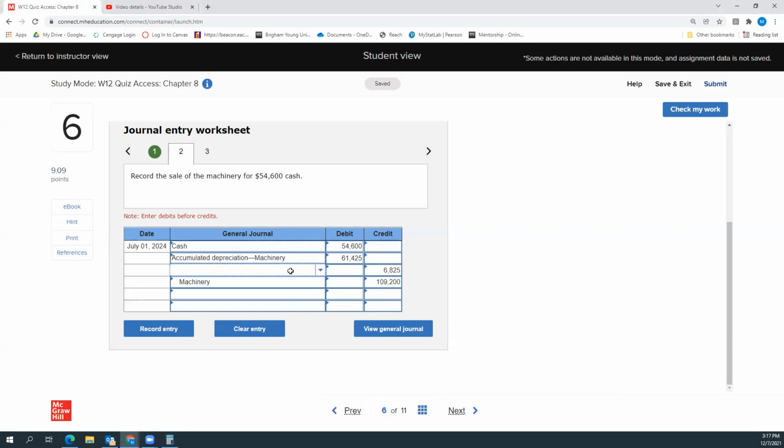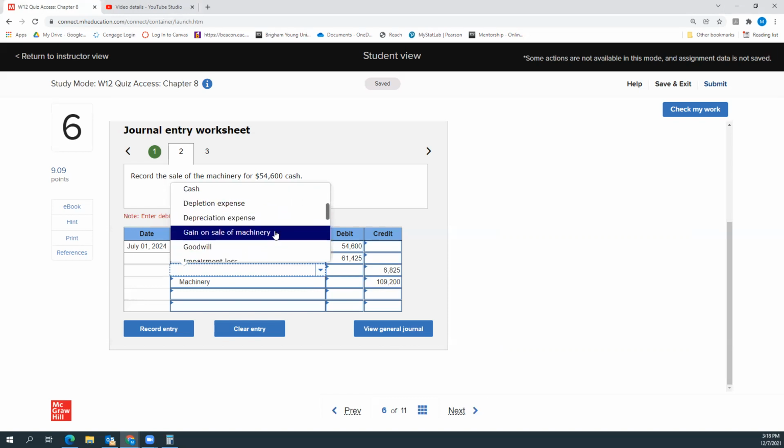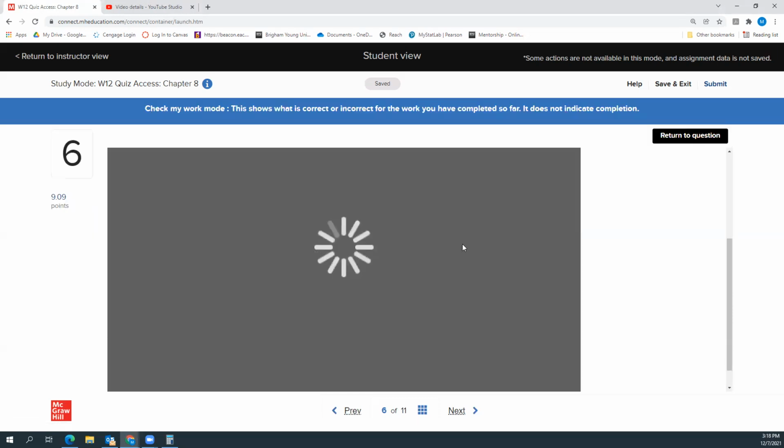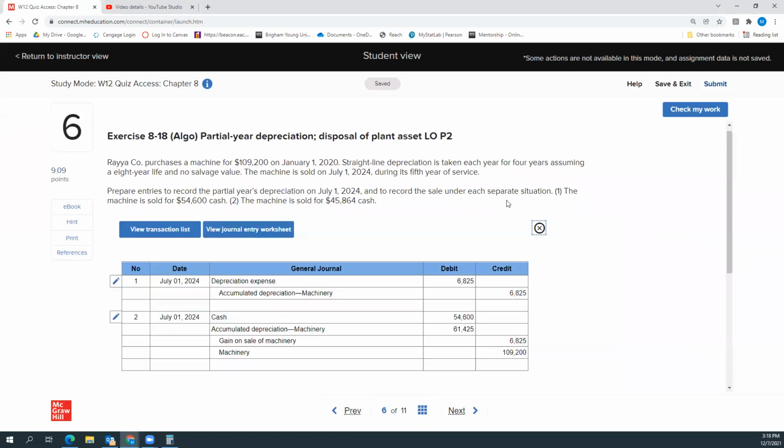Now I know just from experience that when I do a credit entry here, that's going to be a gain on the sale of machinery. I remember that because the gain on the sale of machinery is a revenue, and revenues get entered with a credit. And if it was on this side, a debit side, then it would be a loss, because a loss on a sale is an expense. So I'm going to check my work just to make sure I did this right. Looks good. So I can move on to the next part.